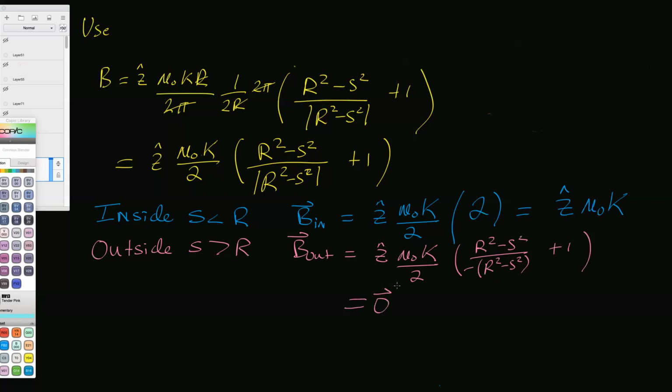One more thing is just to notice that k is equal to just the number of turns times the current in that turn. So we could replace all the k's. So finally, we have B in is equal to mu 0 N i in the z hat direction, and B out is still 0.